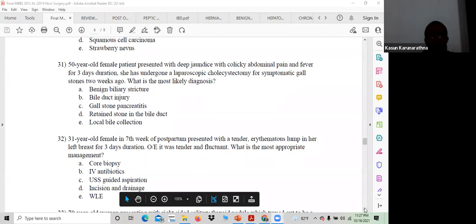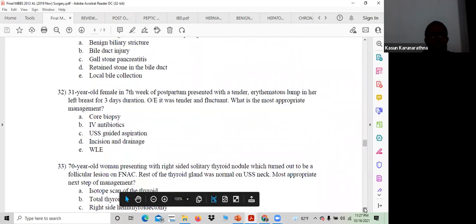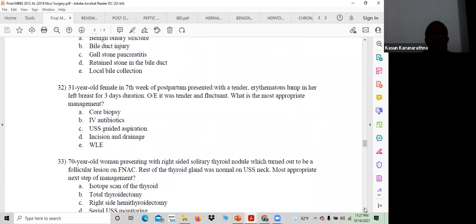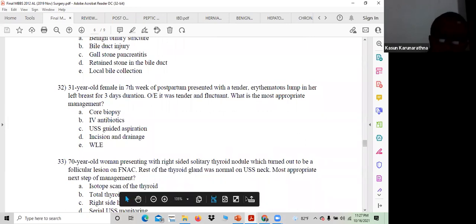Right. Then, a 31-year-old female in the 7th week postpartum presented with a tender erythematous lump in her left breast for 3 days' duration. On examination, it was tender and fluctuant. What is the most appropriate management? Before management, what is this clinical condition?